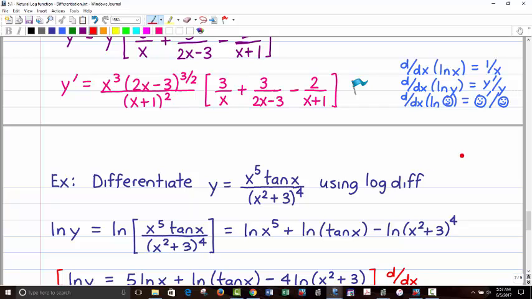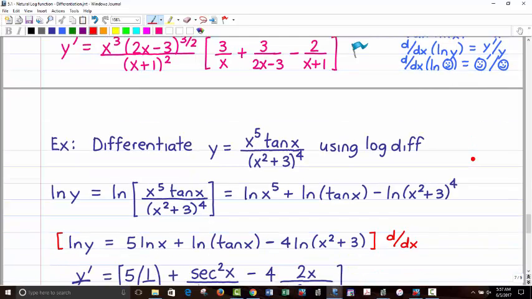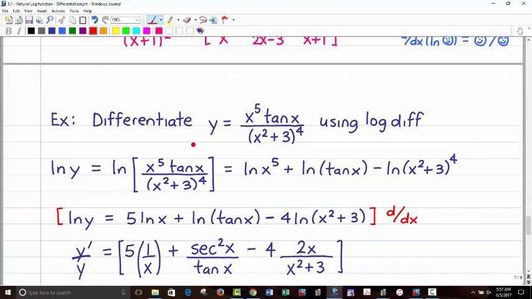Here's another one. We're going to differentiate y equals x to the 5th tan of x over x squared plus 3 to the 4th. So I'm going to ln both sides. So I have ln of y on the left, and then you see I did this kind of in one step. So once I wrote the ln, I kind of split it up. 2 pluses on top and a minus on bottom, plus, plus, minus. All right, so you got this business right here. Bring the 5 down. 5 ln of x.